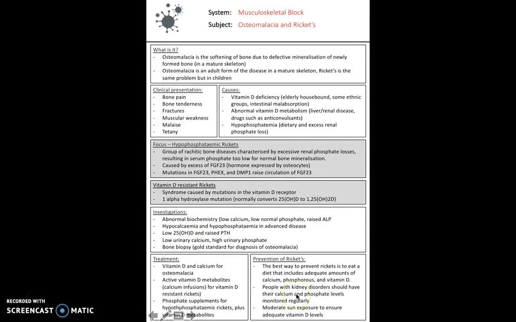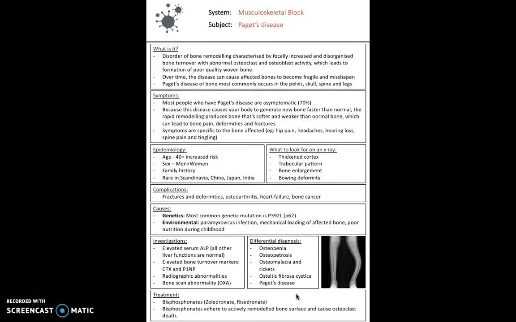So there are ways to prevent this, including eating a diet that's got an adequate amount of calcium, phosphorus and vitamin D in, and people with kidney disorders should have their calcium and phosphate levels monitored regularly to ensure that they're not decreasing. So Paget's disease is a disorder of bone remodeling.